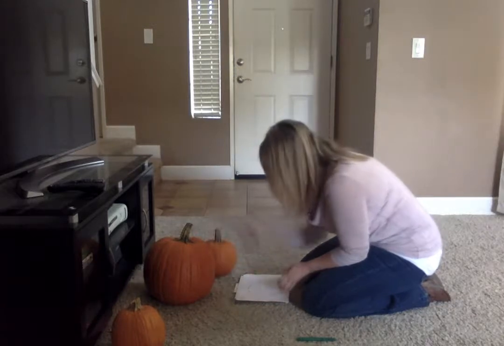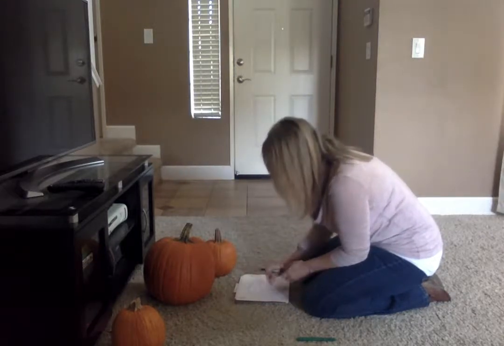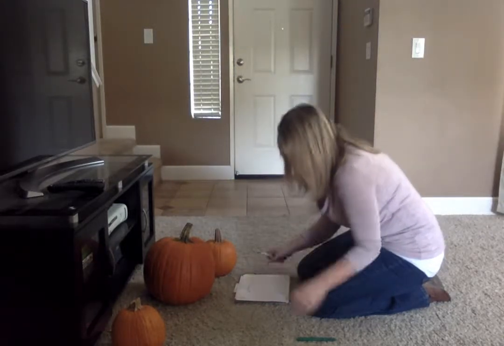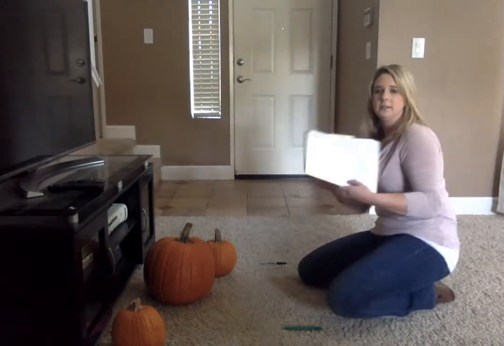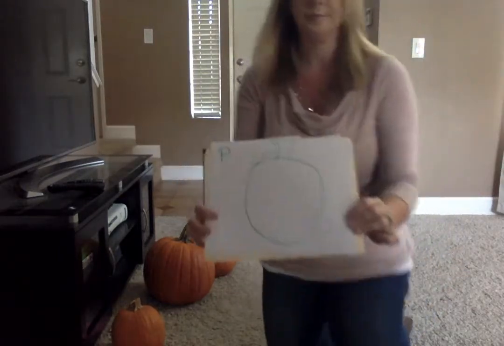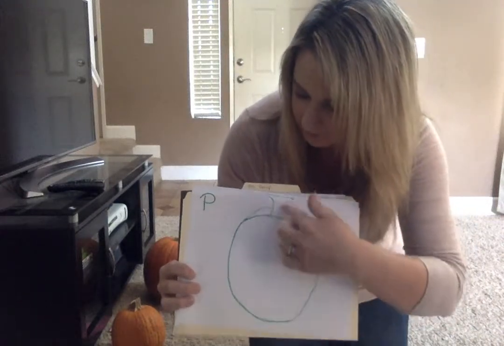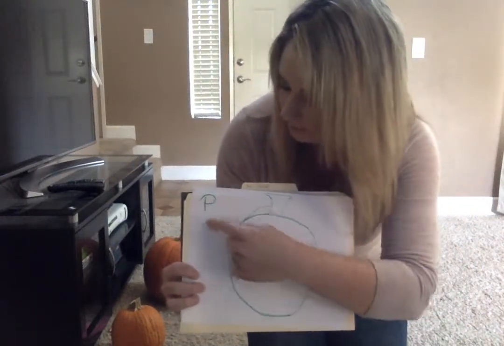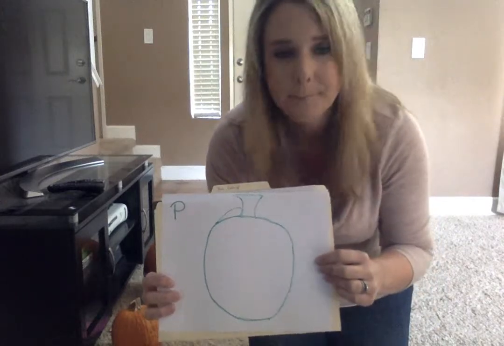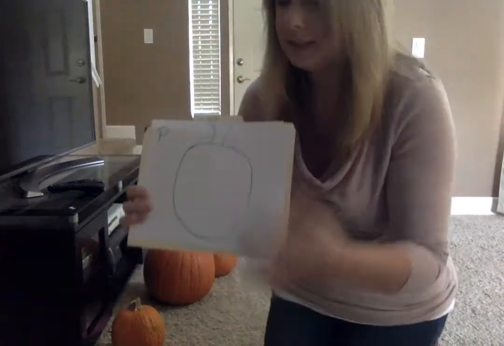So I'm going to put the stem on. And so here is what it looks like. See that? It's just a pumpkin, and then I put the pumpkin top on. And I put a P in the corner over here for pumpkin. So this is my pumpkin.